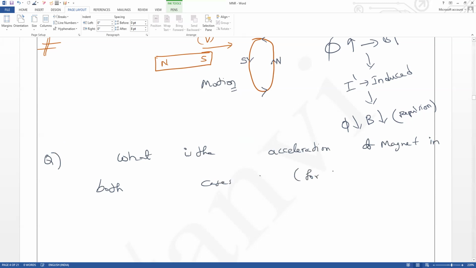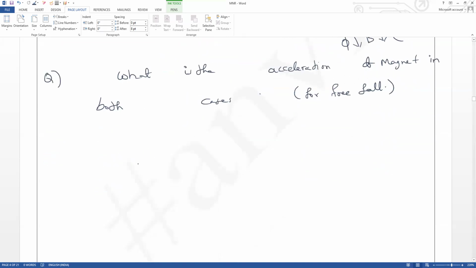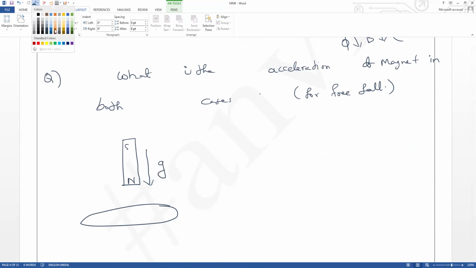I will say it for free fall. Both are free fall. Imagine now I have a coil. The magnet is dropped. Free fall, guys. Dropped means gravity is always acting in what direction? Speak loudly. Downward direction. Yes or no? Yes, sir.